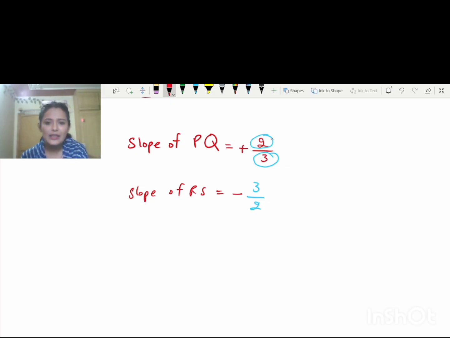Again, first you take the inverse of it, so 2/3 will change into 3/2, and you also change the sign of this fraction, which was positive and is going to be negative now. Just simply change the sign.